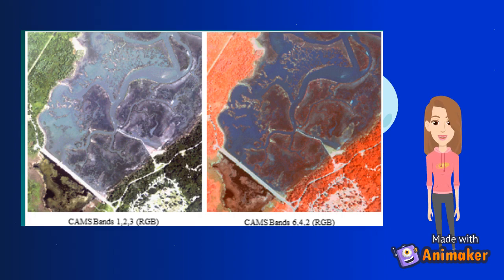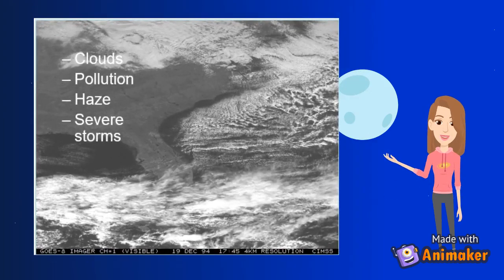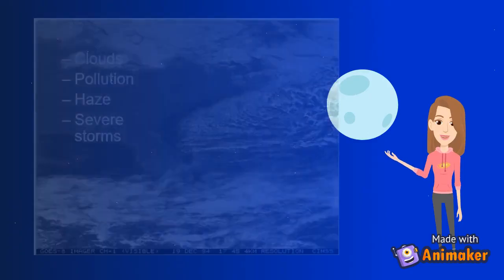In infrared, vegetation appears as red color. The satellite image can check the healthiness and type of plant. For weather, we have weather satellite that detects cloud, pollution, haze, severe storm, and so on.